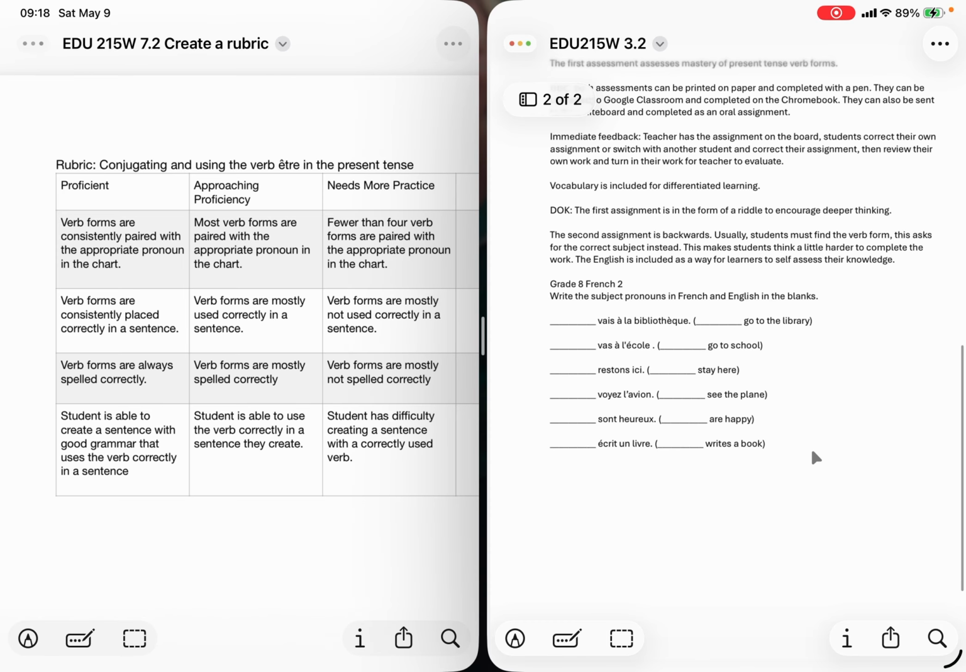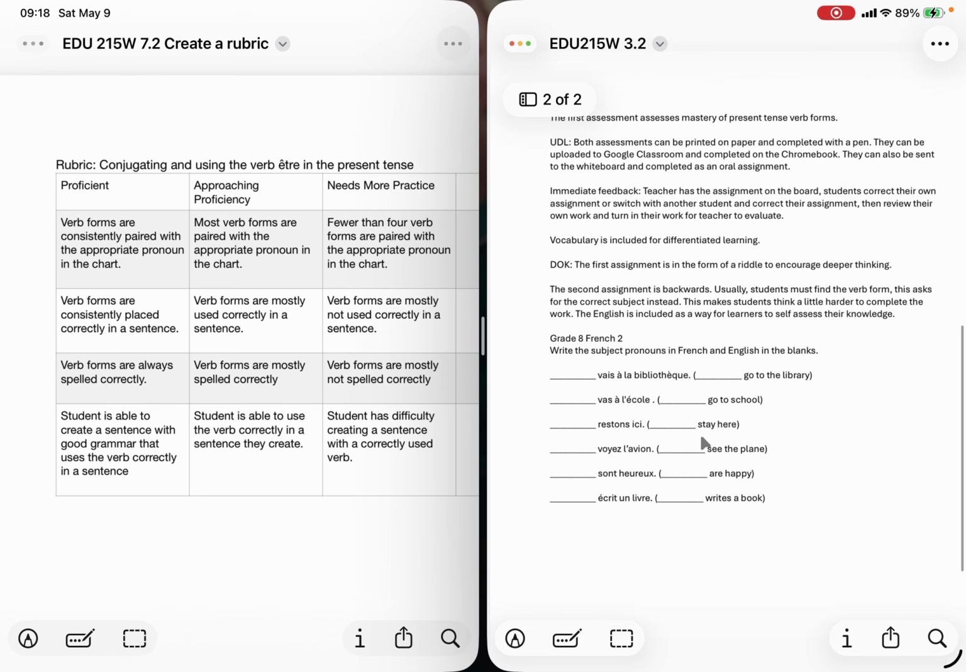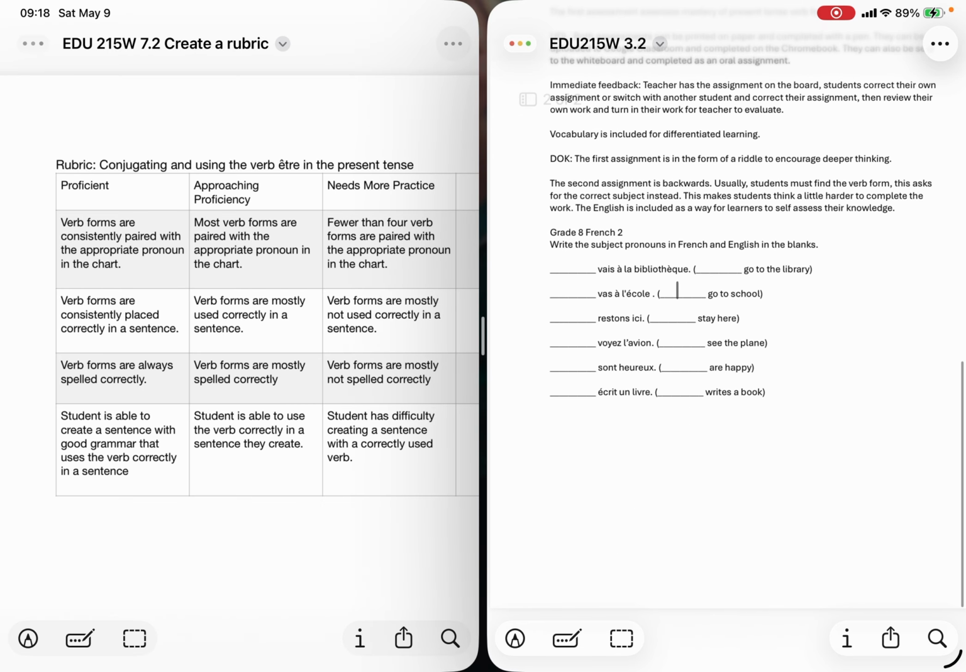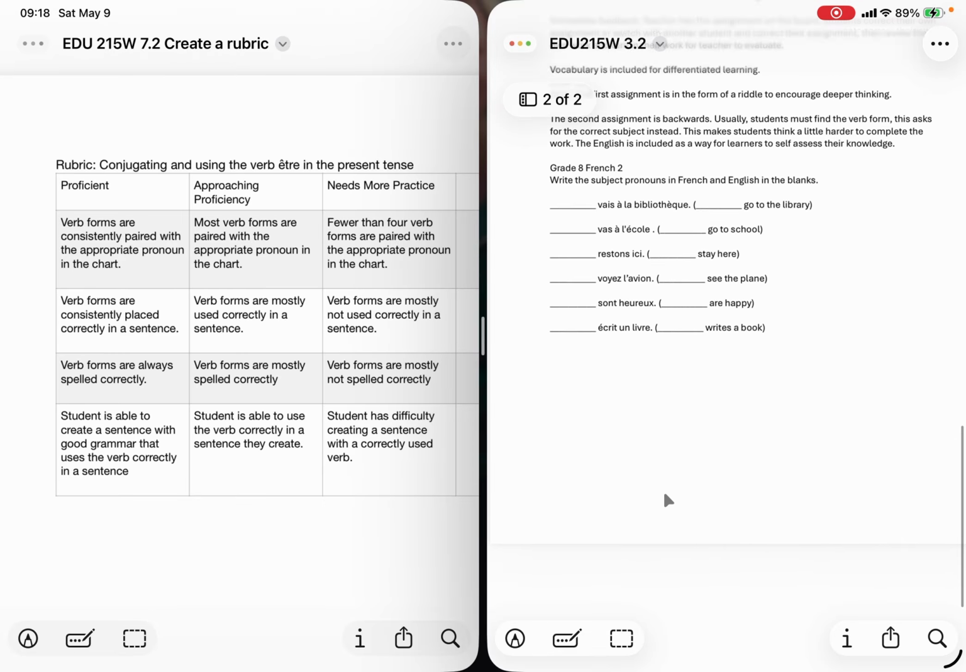And here we have it backwards. So where they have to put the correct subject pronoun with the verb and translate to English just to reinforce at the French 2 level. They should already know that, but it sort of reinforces their knowledge. And this, again, you could easily modify and say subject pronouns are consistently paired with the appropriate verb instead of what we have here.